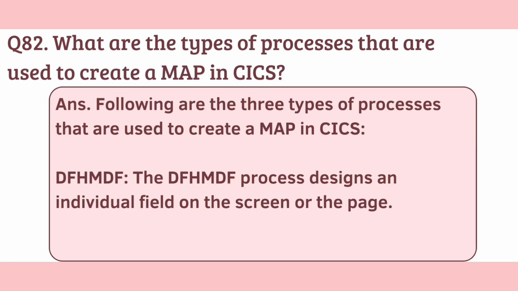Okay, moving to question number 82. What are the types of processes that are used to create a map in CICS? The answer is following are the three types of processes that are used to create a map in CICS: DFH-MDF, DFH-MDI, and DFH-MSD. I have already discussed about this before.